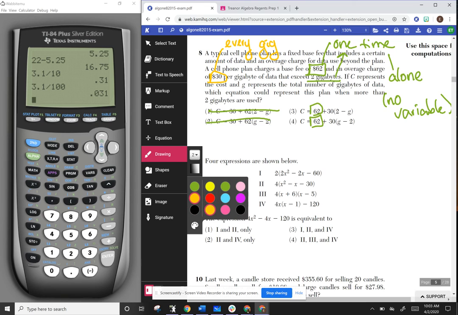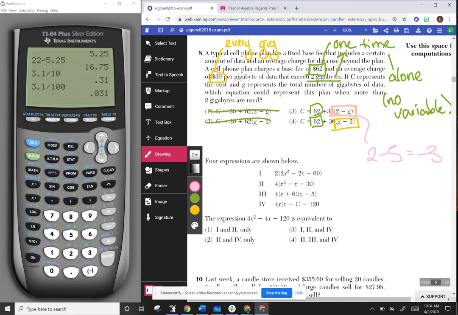Okay, and now the difference here is, should we be doing 2 minus the gigabytes, or should we be doing the gigabytes minus 2? Well, remember, G, in this example, it's going to be exceeding 2. So for example, let's say that they use 5 gigs. In the first option, we would be doing 2 minus 5, and we would be charging them for negative 3 gigs.